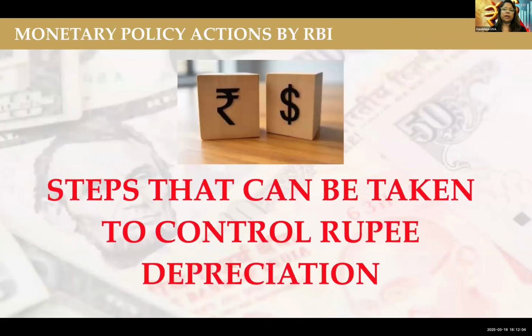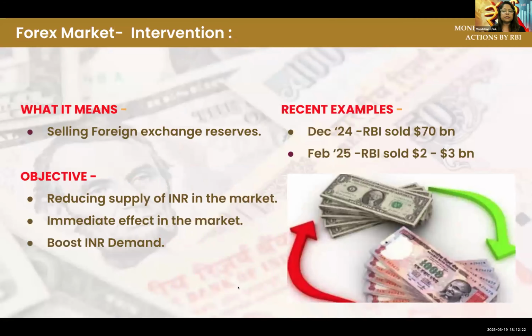We are now diving into the world of currency stabilization. Think of RBI as a lifeguard on duty, ensuring our rupee doesn't decide to take an unpleasant dive. To stabilize and strengthen the INR, the Government of India and the RBI implement several monetary policy measures. The RBI actively intervenes in the forex market by selling its foreign exchange reserves to boost INR demand and stabilize the rupee. Example, it sold 70 billion US dollars in December 24 to defend the rupee.